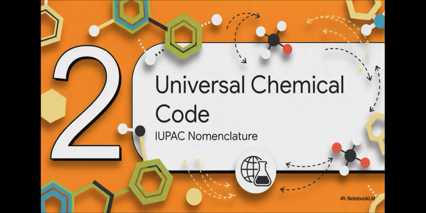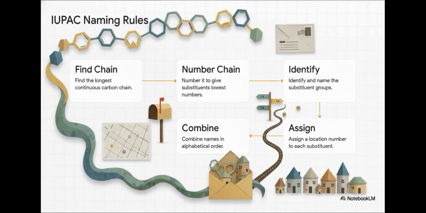Moving to Section 2, the Universal Chemical Code, also known as IUPAC nomenclature. Think of these 5 IUPAC rules kind of like addressing a letter to a very specific house. First, you find the longest continuous carbon chain. That's your parent chain, or the state. Then, you number that chain to give your substituent groups the lowest possible number. That's your street. Next, identify your substituents and assign them those numbers. Those are your house numbers. And finally, you just put the whole shebang together in alphabetical order.